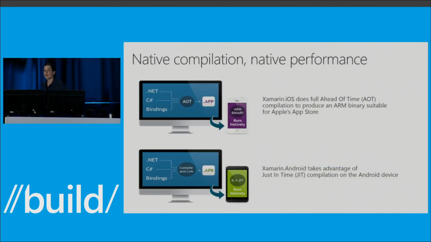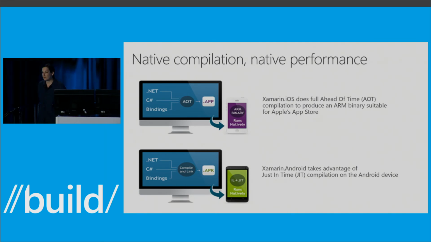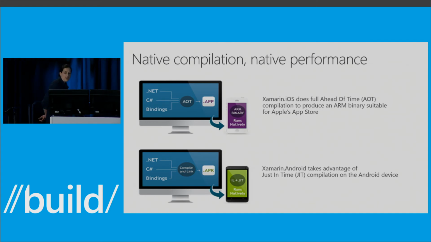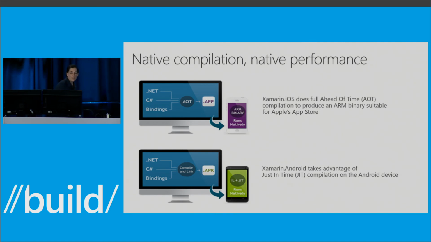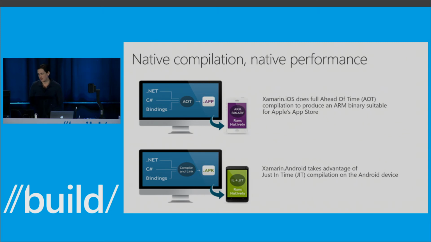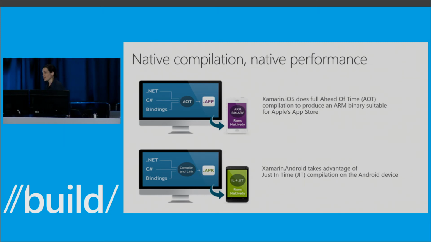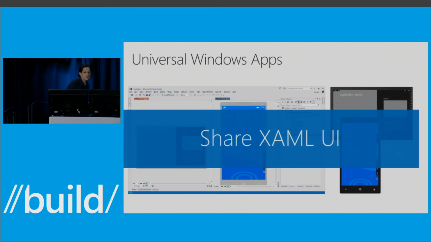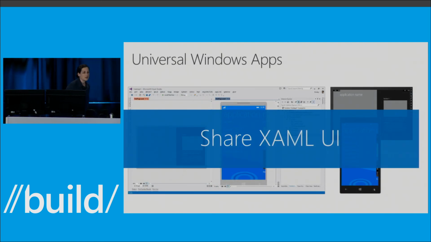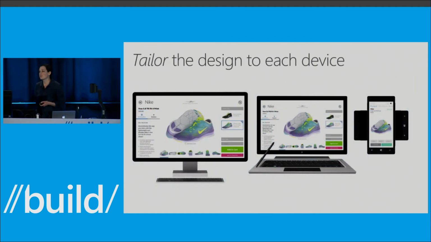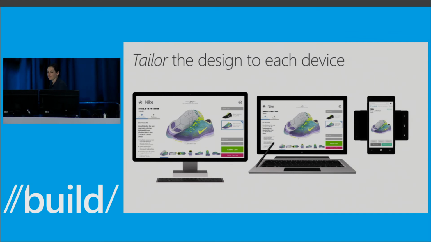And the way that the Xamarin apps are produced is that they actually end up with essentially natively compiled applications running on iOS and Android. So for iOS, it does ahead-of-time compilation to produce the ARM binary, which is basically what the iOS apps do. And for Android, it uses the just-in-time compilation on the Android device. Across the Windows Universal apps, you can share your XAML across all of the different devices. And then you can tailor the experience for each of the devices.